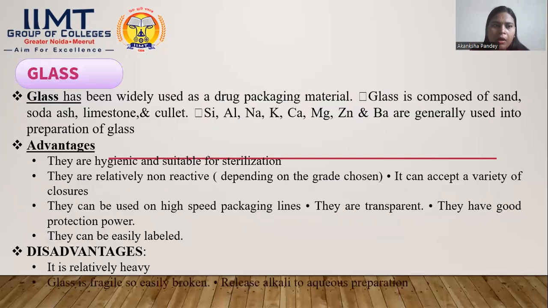First, I'm going to introduce glass. Glass has been widely used as a drug packaging material. Glass is composed of sand, soda ash, limestone, and pellets. Glass is a very basic type of packaging material.